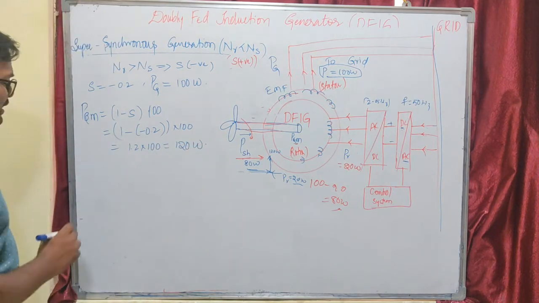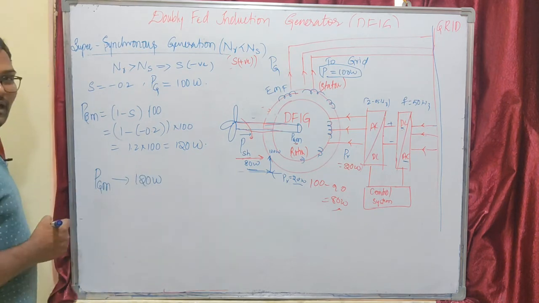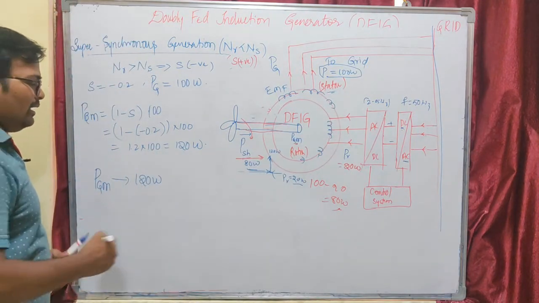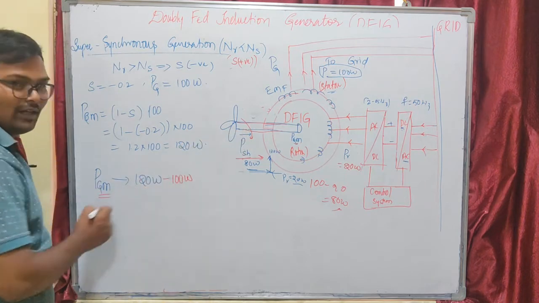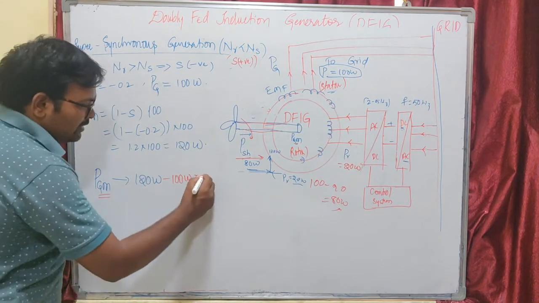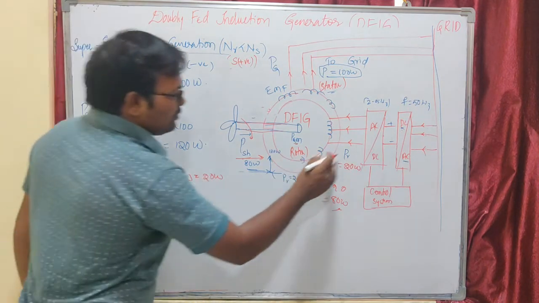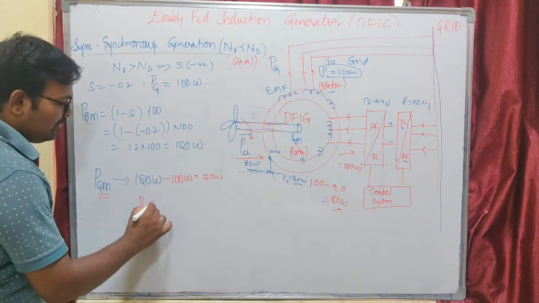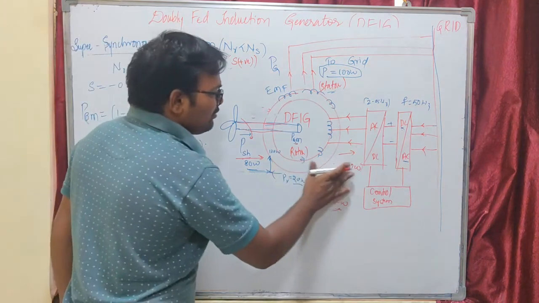So here you can see that our PGM, the gross mechanical power developed in the rotor, is 120 watts, but it is supplying the stator only 100 watts. That means the extra 20 watts, where is it going? Here in super synchronous mode, this extra 20 watts will go through the rotor circuit to the grid. That means our PR will be negative 20 watts, so the power from the rotor will be towards the grid.